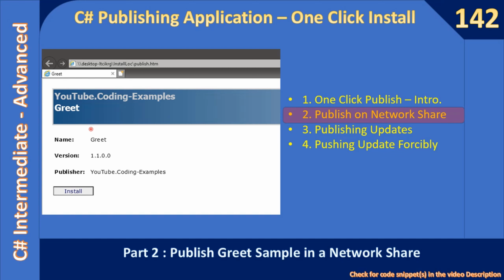Now you are watching part 2 of the sub-series OneClick install. So here we are dealing with publishing the C Sharp application in a network share. You can see here how we are accessing the application, the publish location. This is the network path, then install location and publish.html. And this HTML file displays like this.